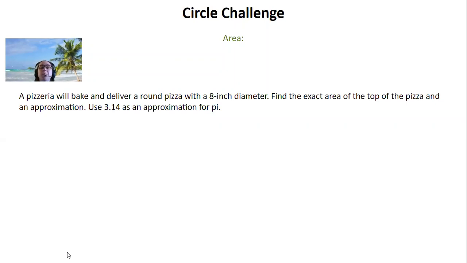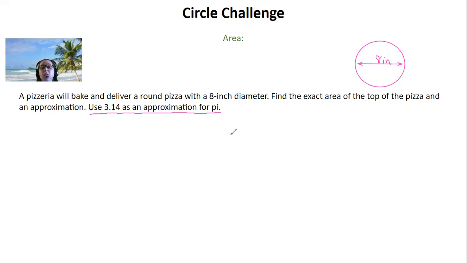A pizzeria will bake and deliver a round pizza with an 8-inch diameter. First thing, I am a huge advocate for drawing stuff out. So this is a round pizza with an 8-inch diameter. Find the exact area on top of the pizza and use an approximation. Use 3.14 as an approximation. So they're telling you it's okay to round here, and they're telling you don't use the pi key, just use 3.14.